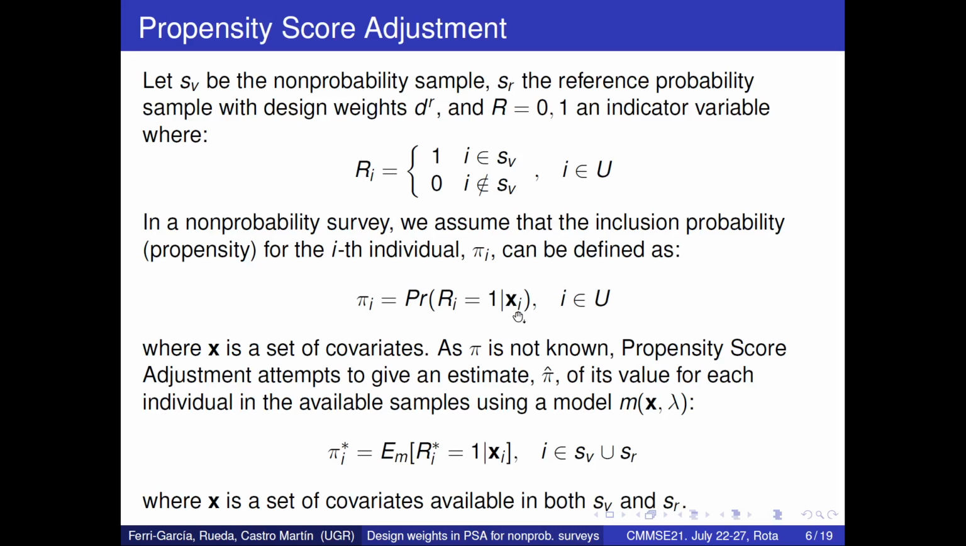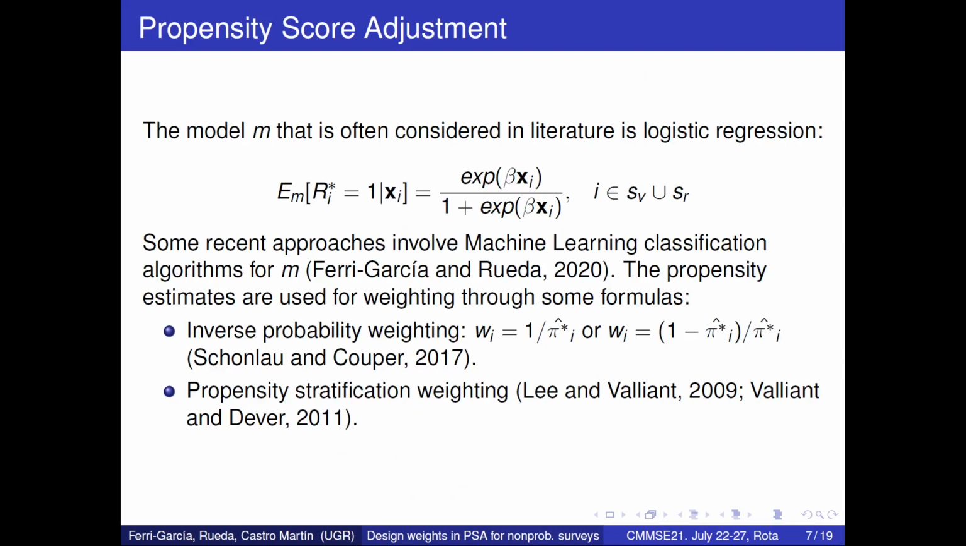In practice, we don't have the actual propensities, so we can estimate them by combining both the reference and the convenience sample and building a model M to predict the indicator variable given a set of covariates. The fitted probabilities for each individual are the propensity estimates, and it has to be said that this vector of covariates must have been measured in both samples. Typically, these propensities are modeled with logistic regression equations, although some recent works propose machine learning classification algorithms for this task.